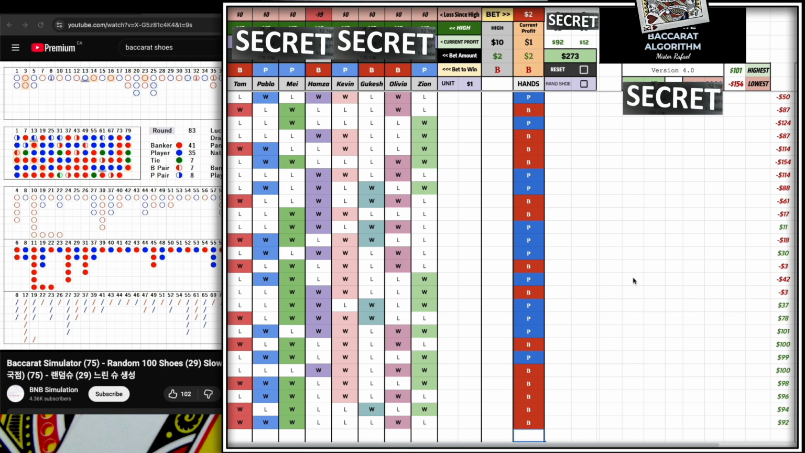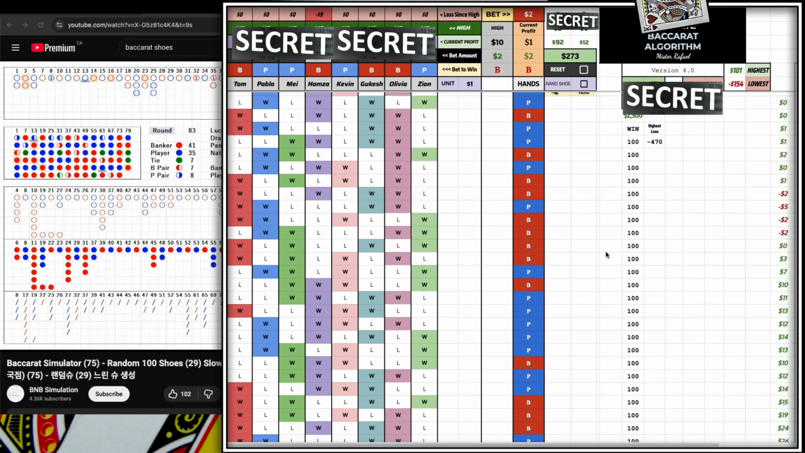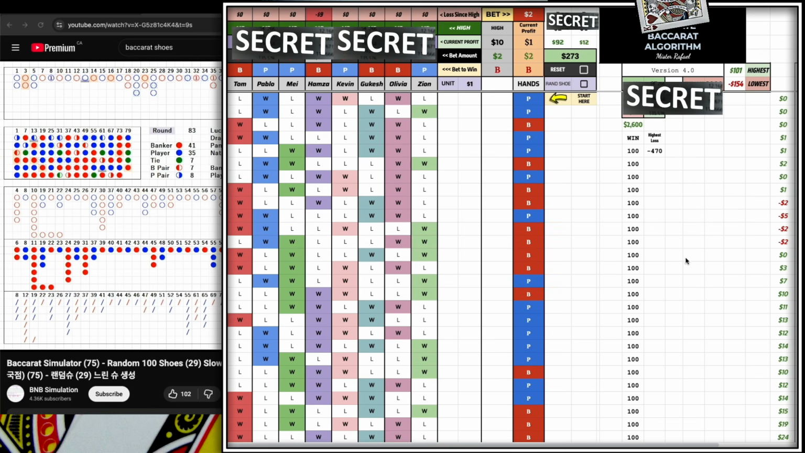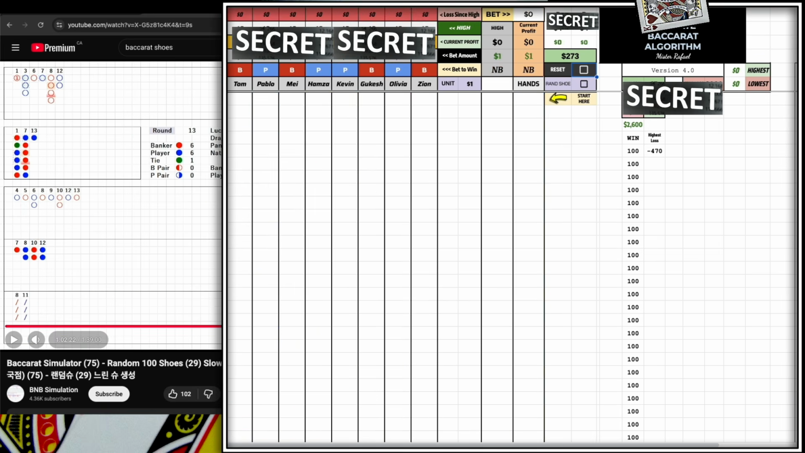And we've hit the win goal of $100. That was right here. All right, perfect. Biggest drawdown for the session was minus 154. All right, let's add another $100 to the bank. We're up to $2,600 in profit. I'm going to reset. Skip to shoe 64.